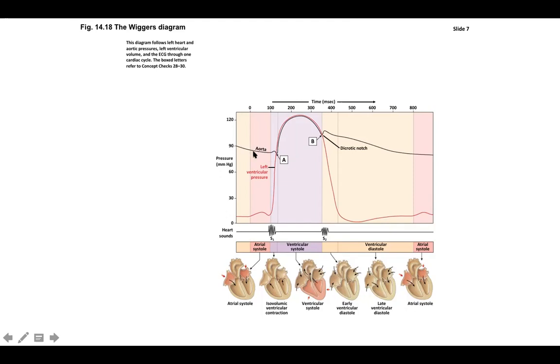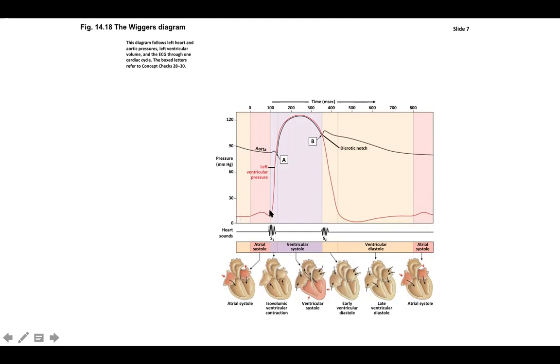And so you can actually see here that early on, when we're in late diastole during atrial systole, the pressure in the ventricle is a lot lower than the pressure in the aorta.